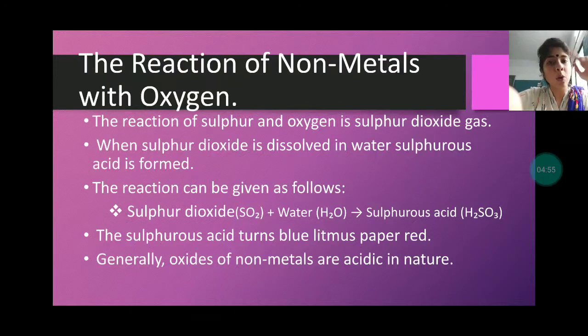S plus O2 will give SO2. Now this SO2, when entered into the water, will give sulfurous acid, and this sulfurous acid turns blue litmus paper into red. Generally, the oxides of non-metals are acidic in nature. So these are the non-metals which react with oxygen, and then we can come to know that they are acidic in nature.